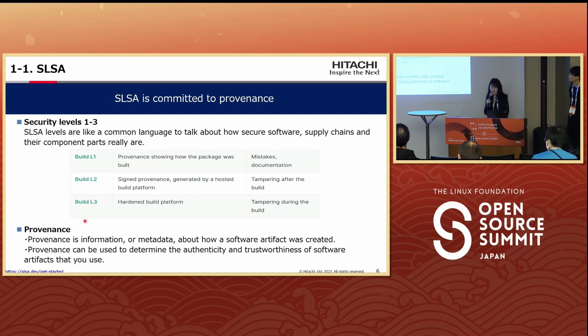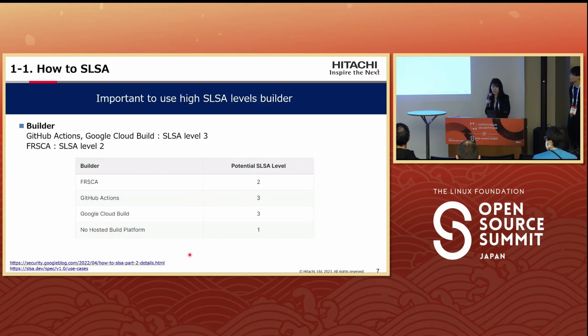Provenance is information or metadata about how a software artifact was created, and it can be used to determine the authenticity of the software artifact. Next is how to use SLSA. SLSA published this table about builders and their potential SLSA level. GitHub Actions and Google Cloud Build are SLSA level 3, and FRSCA, which we introduce later, is SLSA level 2.